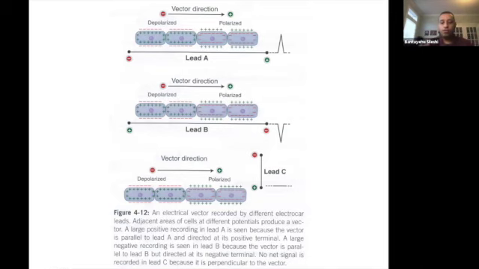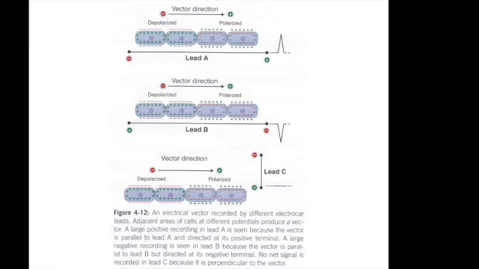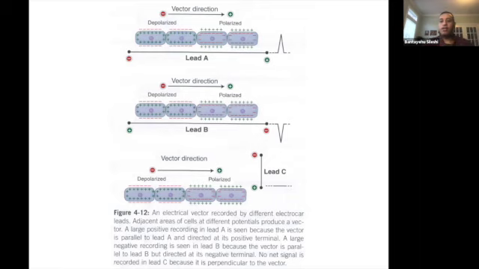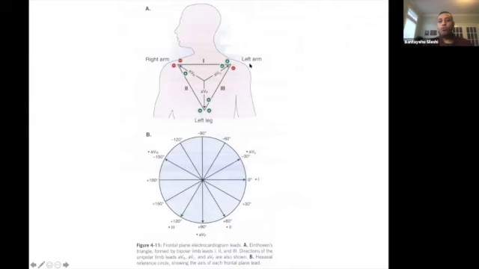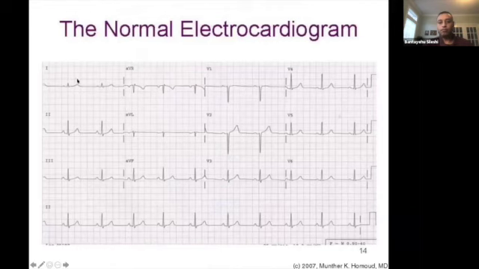This is a very important concept. The same electrical activity that's happening in the heart, depending on which direction you look at it, you will get a different representation on the ECG tracing. So really, all we do with ECG tracings is we place leads, we look at the electrical activity from different angles, and we learn what is normal. We memorize what normal looks like.